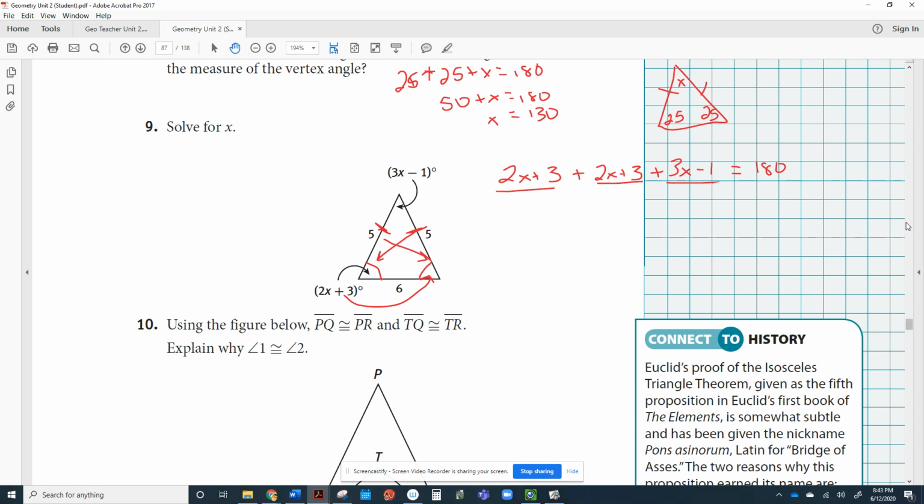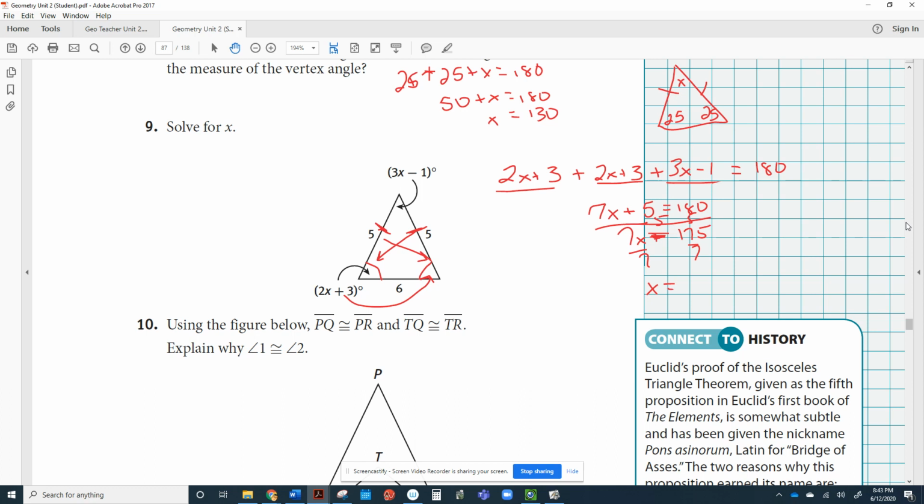So I'm going to combine like terms on this side. 2x plus 2x plus 3x, I believe that's 7x. 3 plus 3 is 6. 6 minus 1 is 5. And that equals 180. 7x plus 5 equals 180. We're going to subtract 5 from both sides.